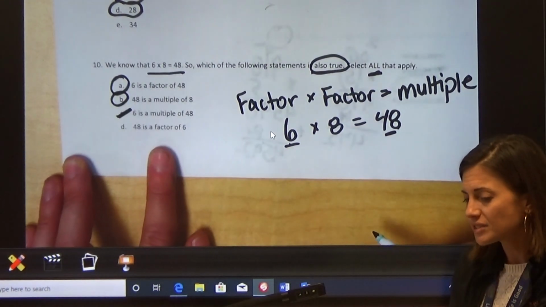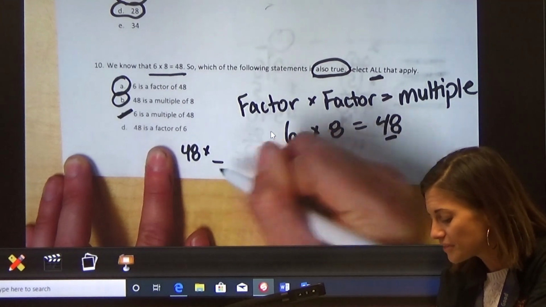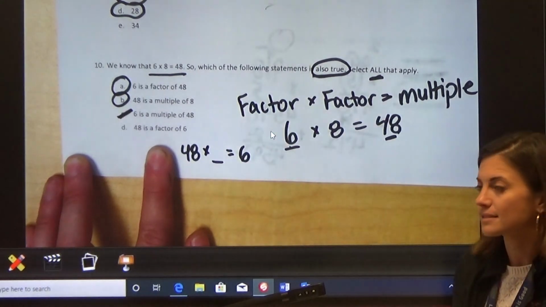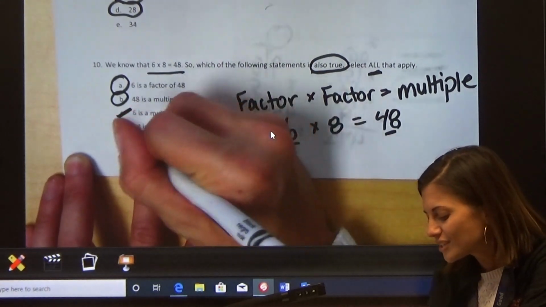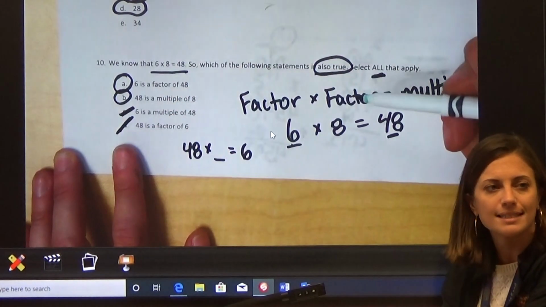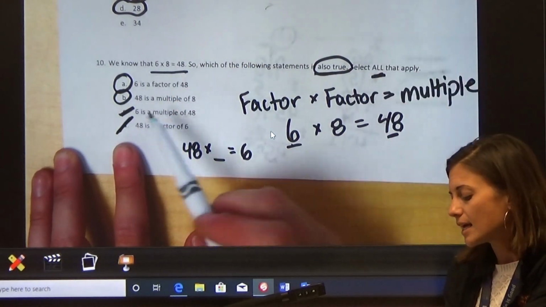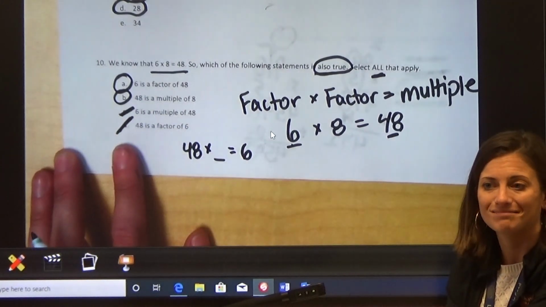48 is a factor of 6. Well, this would be saying that 48 times something could equal 6. No, that doesn't make sense either. That's impossible. C and D are kind of saying the same things. But our only two accurate true answers are A and B. All right, we're doing really good in this class.